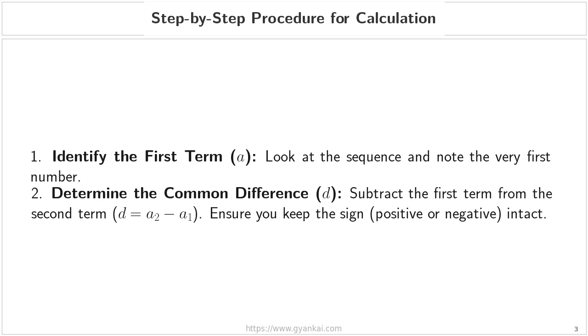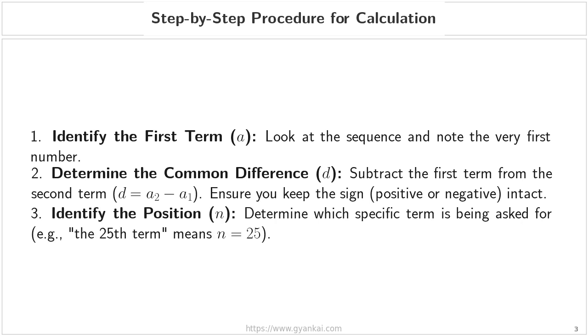To do this, subtract the first term from the second term, which is written as a sub 2 minus a sub 1. A very important tip here: pay close attention to your signs. If the numbers are decreasing, your d must be negative. Third, identify the position, which is our n. You need to look at the question and see which specific term is being requested. For instance, if the problem asks you to find the 25th term, then n equals 25.